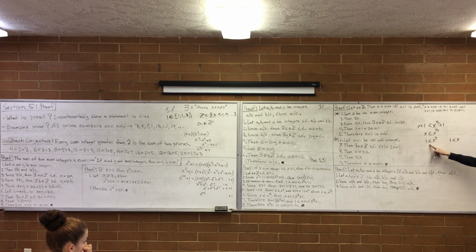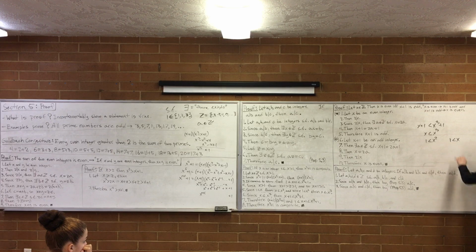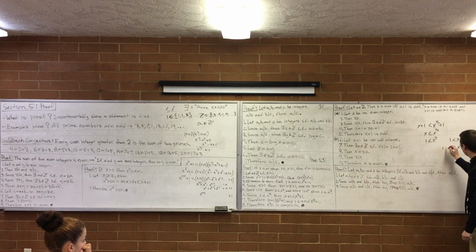So we just multiply by x. I multiply both sides by x, which gives me x is less than x squared. But I also knew that 1 is less than x.